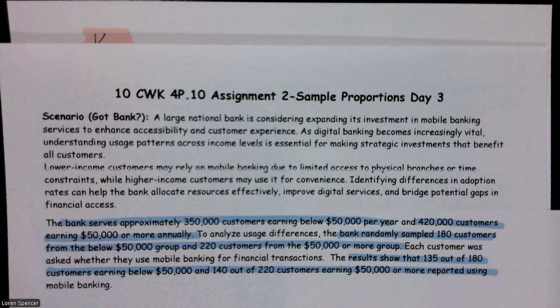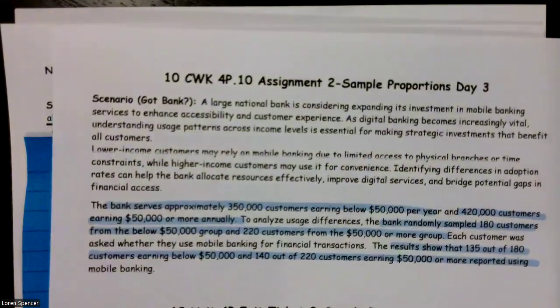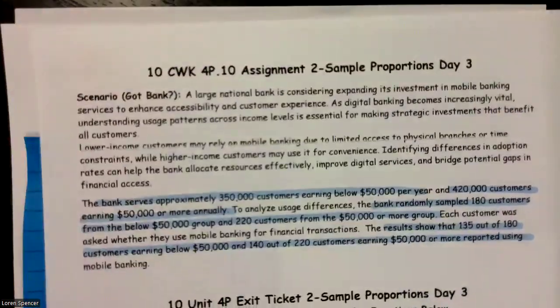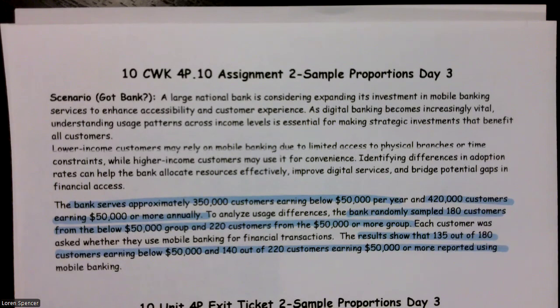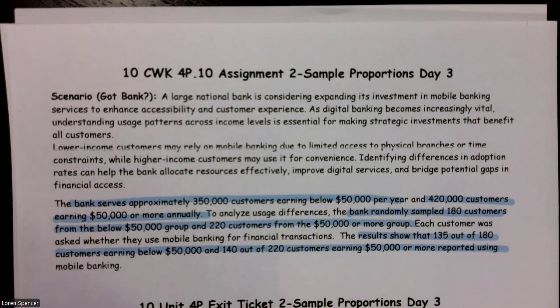This is a two sample proportion, and we're going to run a confidence interval for the difference in proportions. A large national bank is considering expanding its mobile banking services to enhance accessibility and customer experience. As digital banking becomes increasingly vital, understanding usage patterns across income levels is essential for making strategic investments that benefit all customers.